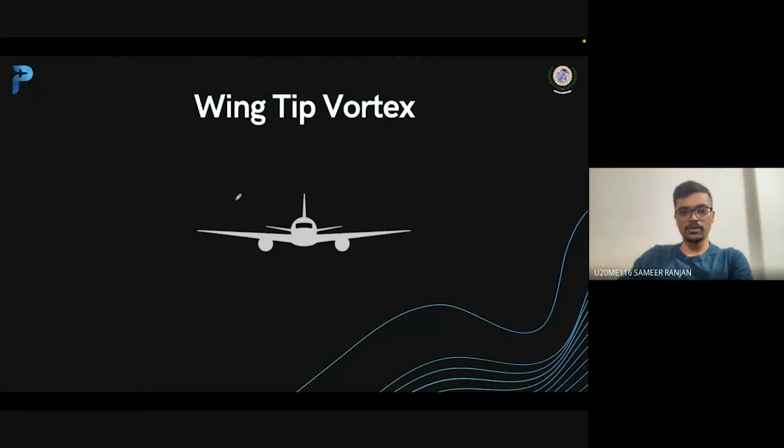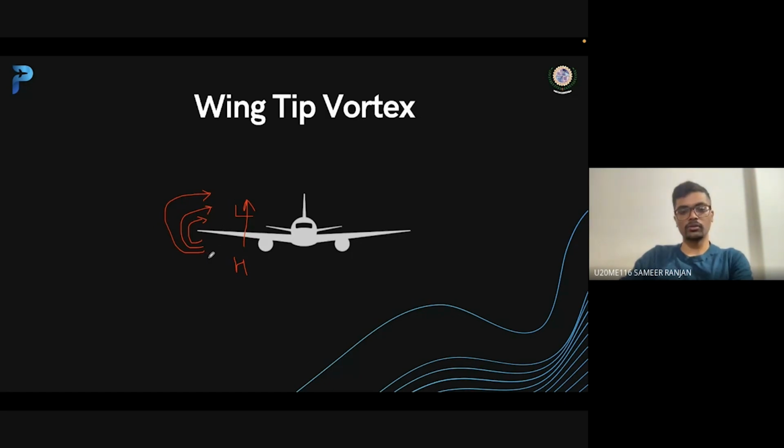Exactly. So what happens here is a low pressure region above and a high pressure region below. So in the middle of the wing, an upward force is generated, which is called lift. But at the edges, the air tries to move upwards from the side direction, and this initiates an upward stream flow of the wind, and that's why these wingtip vortices are formed.